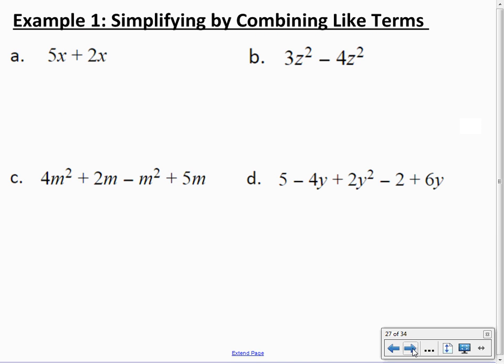So let's see some examples here. Example A, we have only 2 terms, 5x and 2x, and these terms are like terms because they both have the variable x and they both have the same exponent. Each of these x's, even though it's not written, each of these x's really has an exponent of 1. So we can combine these. 5 plus 2 is 7. So if I take 5x plus 2x, I get 7x.